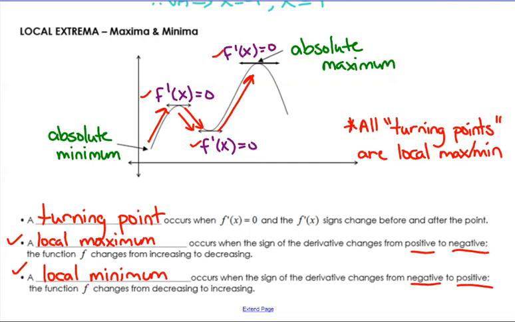Now, all of these are called turning points. Turning points are the same as local extrema. It gets confusing with all of these different terms. I don't know why they need so many different words for the same thing. Okay, let's see if I can specify.